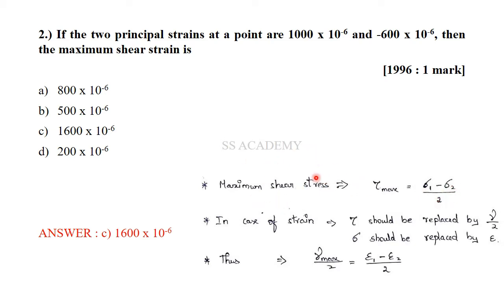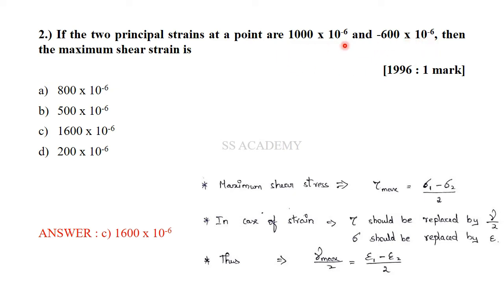From the Mohr circle concept, as we have seen earlier, the following replacement is derived: instead of tau, if we use gamma by 2, and instead of sigma, that is principal stress, we use epsilon, principal strain, we get a relation for the principal strains and maximum shear strain, which comes out to be instead of tau, gamma max by 2, and instead of sigma 1, epsilon 1, and sigma 2, epsilon 2. So the 2 gets cancelled, and the maximum shear strain is equal to epsilon 1, major principal strain, minus epsilon 2, minor principal strain. Here the major principal strain is 1000 into 10 power minus 6, and the minor one is minus 600 into 10 power minus 6.